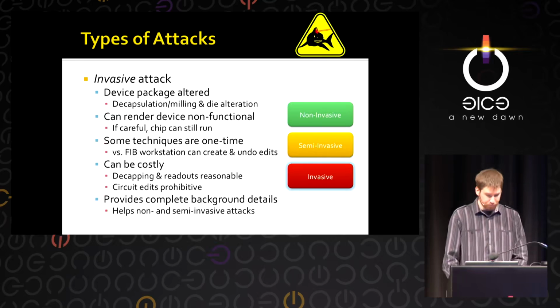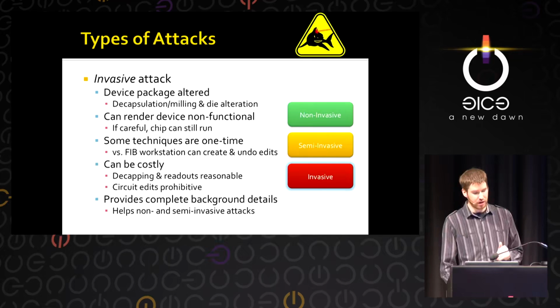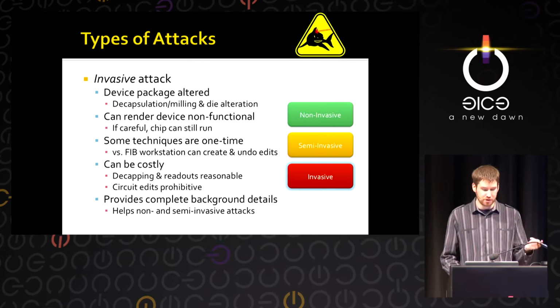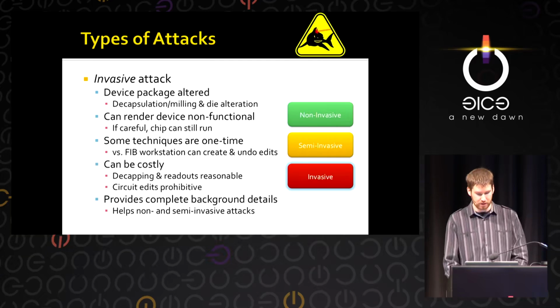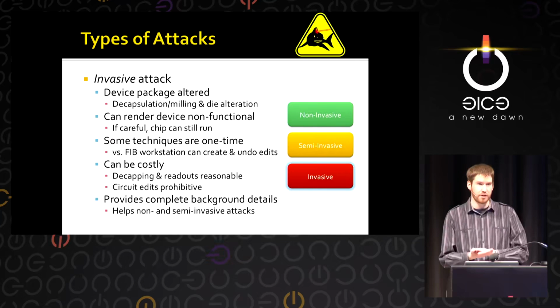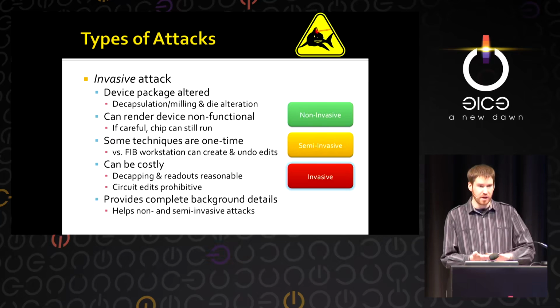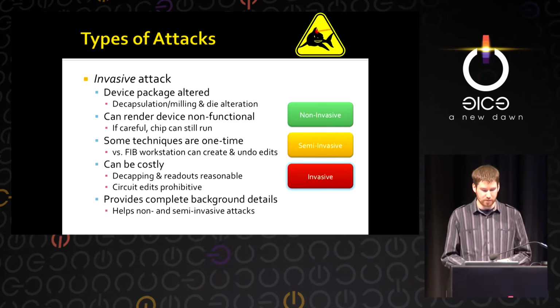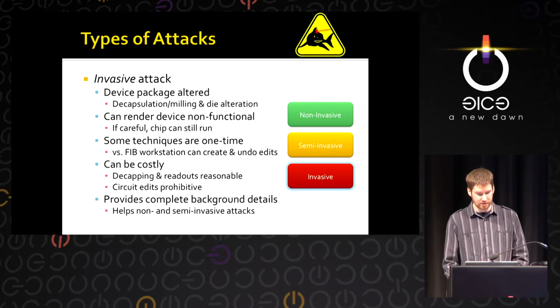So now the highest notch, the most complicated type of attack, is the invasive attack. This is where you not only have the decapsulation and milling of the semi-invasive, but now you also have die alteration itself, so the actual little chip part of the microchip, and you can render the device non-functional with this process. For example, if you're trying to image the device layer by layer, obviously you're etching away materials, so once that layer is gone, it's gone for good. So you'll want to have many samples available so that you can image the device like that.